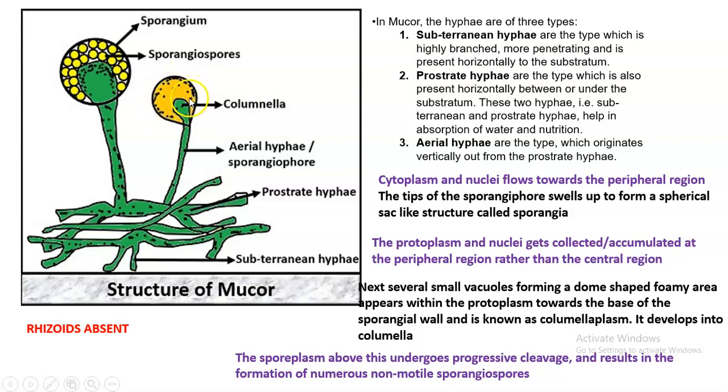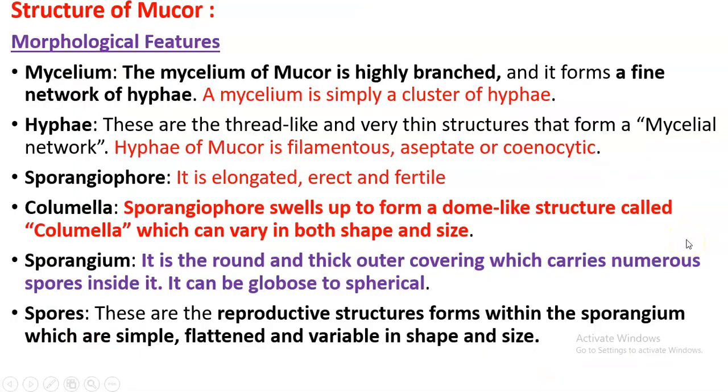Progressive cleavage means the cytoplasm, just like I said during the Rhizopus explanation, imagine it's like a cake. Now you are cutting it into small pieces, and each small piece of cytoplasm will have many nuclei. Then it will develop a wall around itself and form a sporangiospore. So this is again the structure of Mucor.